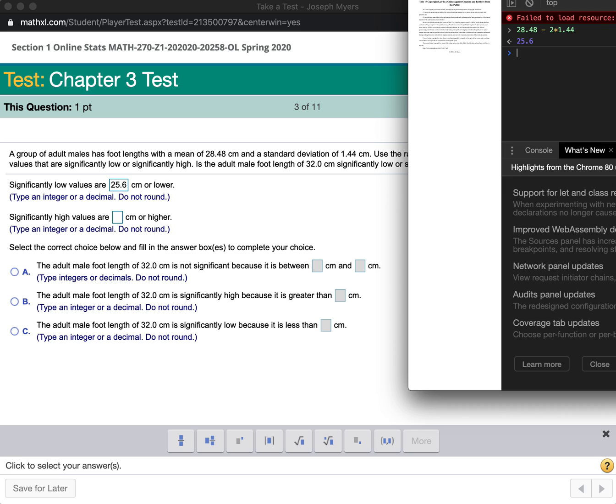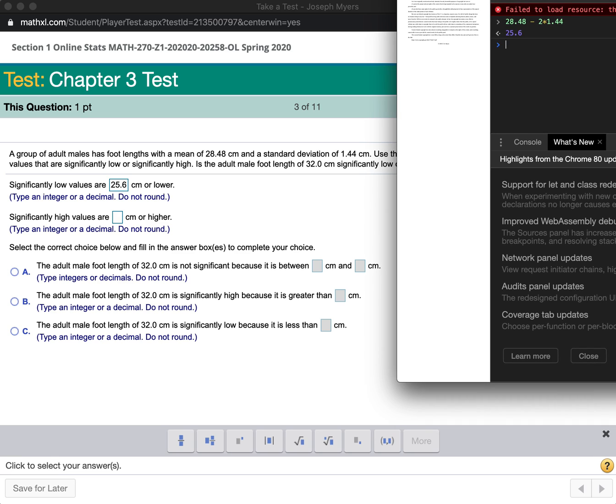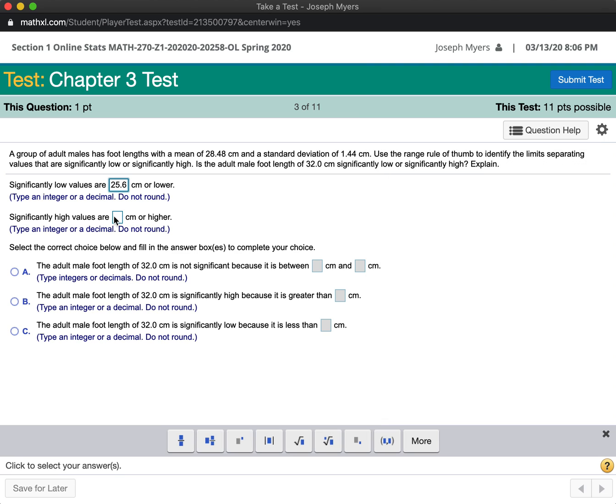Okay, in a normal type of situation, the range is about 4 standard deviations roughly. So if you took the mean plus 2 standard deviations, that would typically be the largest ordinary type of value. So we'll take the mean of 28.48 plus 2 times the standard deviation of 1.44, and we'll get 31.36.